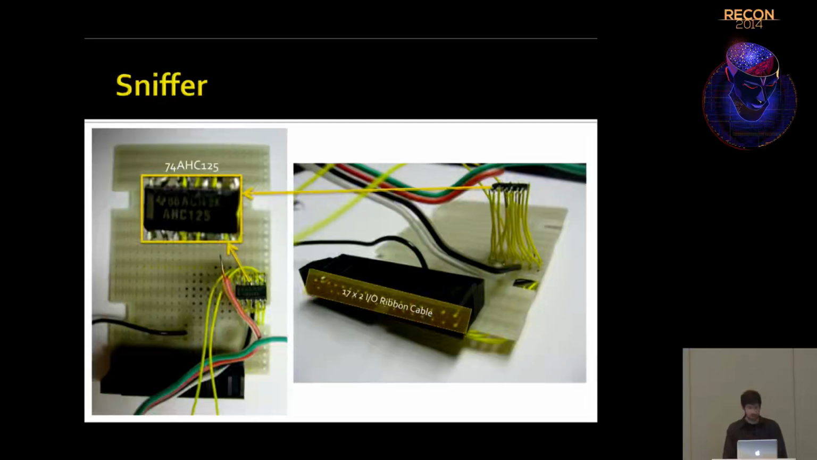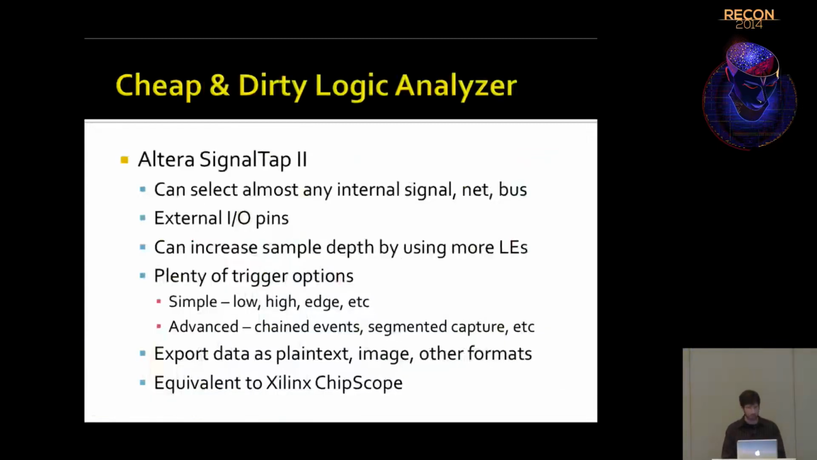This was a quick little sniffer board I made that is literally just a 74AHC125, which is another variant of the 74 series that can drive at 3.3 volts, but can accept 5 volt inputs, so it's 5 volt tolerant. So it's just a quick way to sniff, to man in the middle my device under test and get the signals from it into the FPGA board.